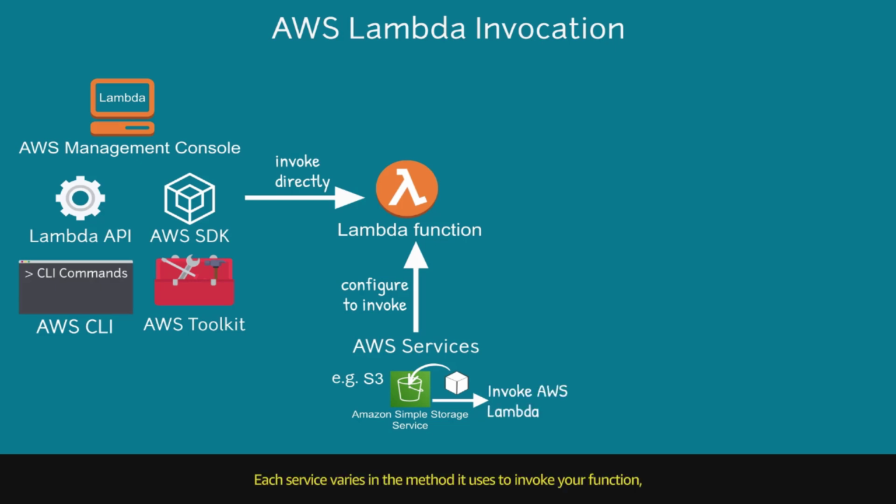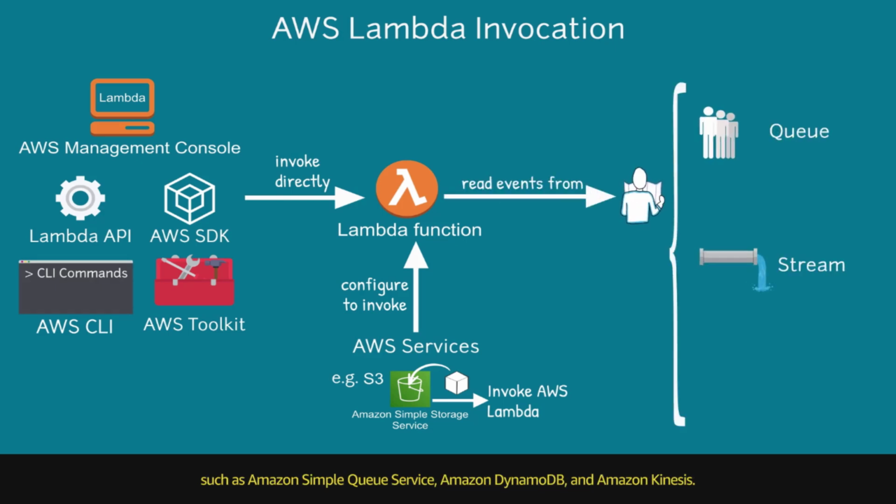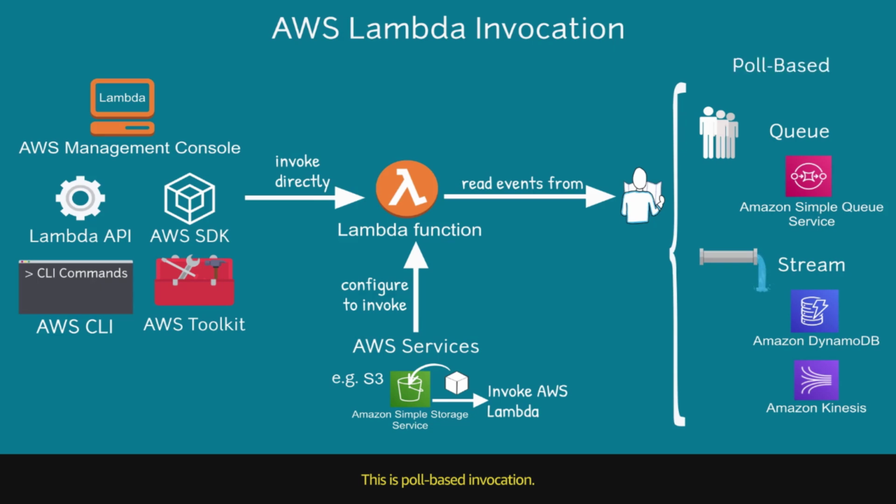Each service varies in the method it uses to invoke your function, the structure of the event, and how you configure it. In addition, AWS Lambda can be configured to read events from a queue or a stream, such as Amazon Simple Queue Service, Amazon DynamoDB, and Amazon Kinesis. This is poll-based invocation. AWS Lambda polls these services, reads data, creates an event, and invokes your function.